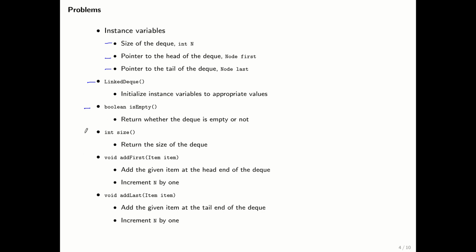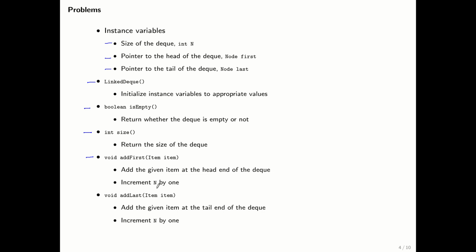The size of the Deque is fairly easy to implement. It's basically stored in this instance variable n. And then in this method addFirst, what you need to do is add this generic item to the front of the Deque. That involves adding the given item at the head end of the Deque, meaning the front of the Deque, and incrementing n by 1.